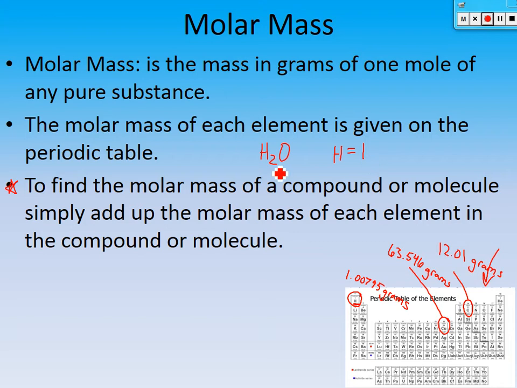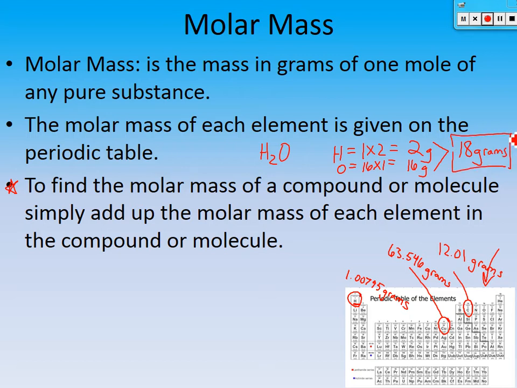But how many hydrogens do we have, Zach? 2. So let's times it by 2. So there's 2 grams from the hydrogen. But then there's also oxygen. What's its molar mass? 16. So oxygen is equal to 16, and I just have 1 oxygen, so I'm timesing it by 1. So there's 16. What's the total molar mass for water? 18 grams. So the molar mass for water is 18 grams.